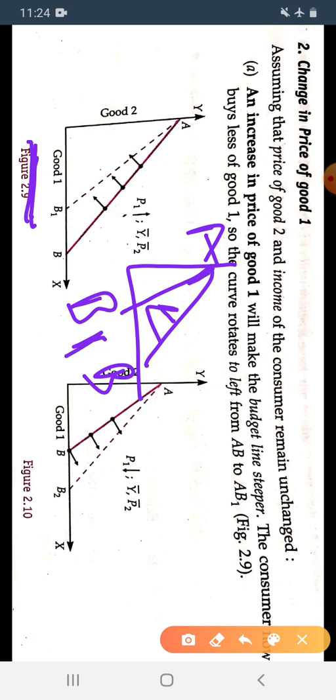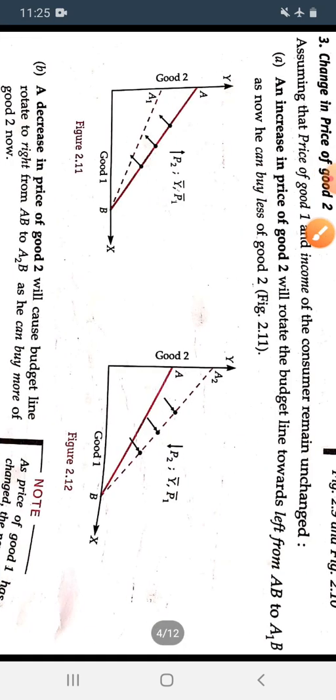Here we are taking that the price of good 2 is not changing, only the price of good 1 is changing, and the income of the consumer also remains unchanged. So the budget line becomes steeper, and the consumer will not purchase more of good 1 because it becomes so costly, so the curve will shift to the leftward. Okay, now the second condition.